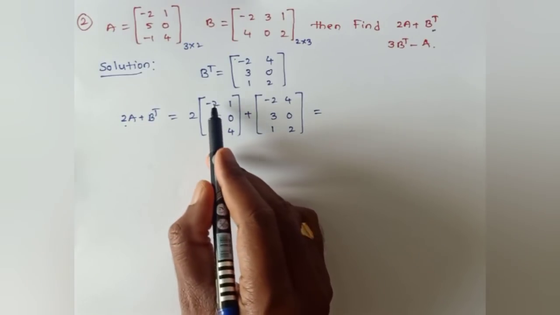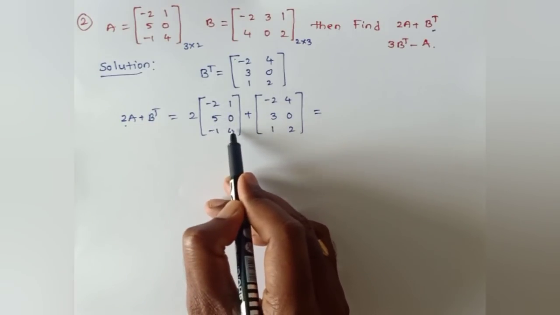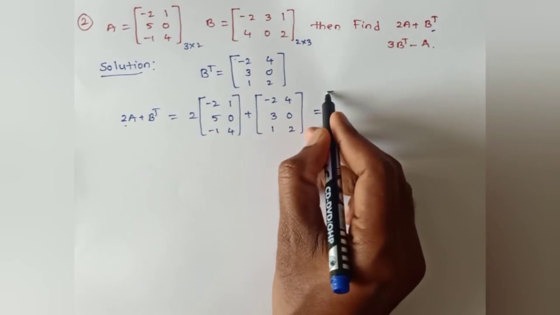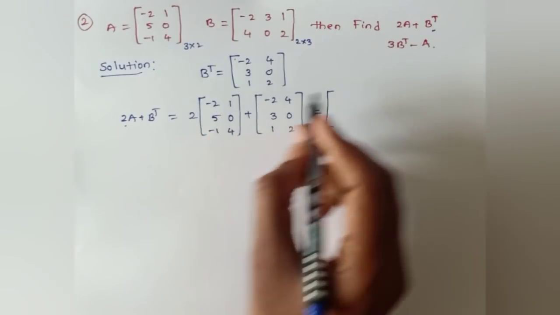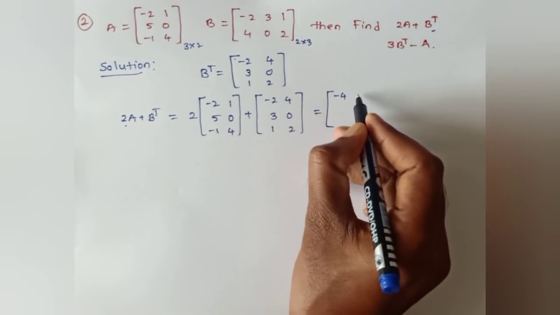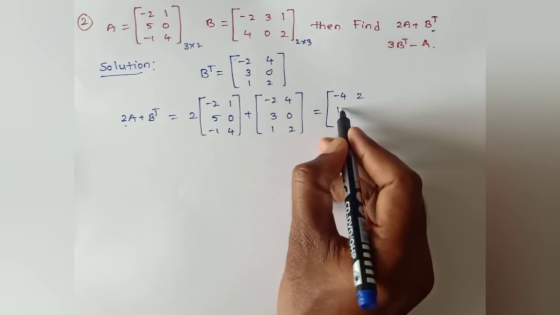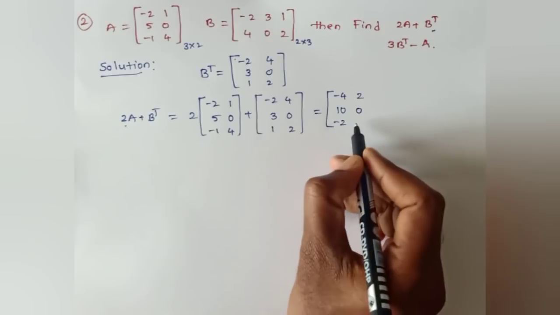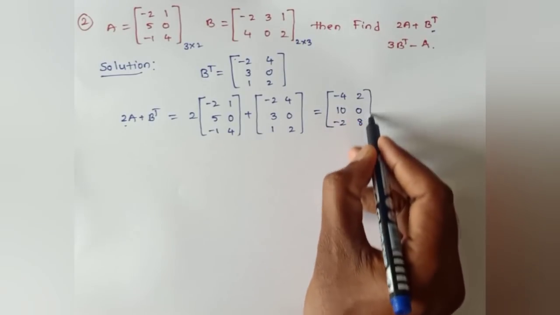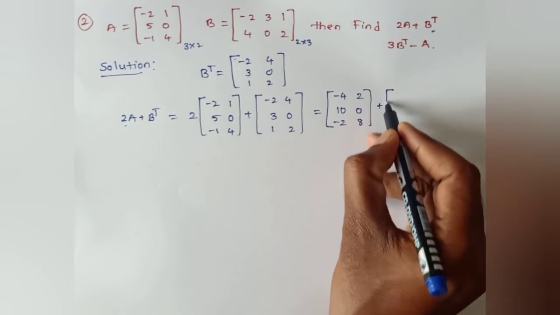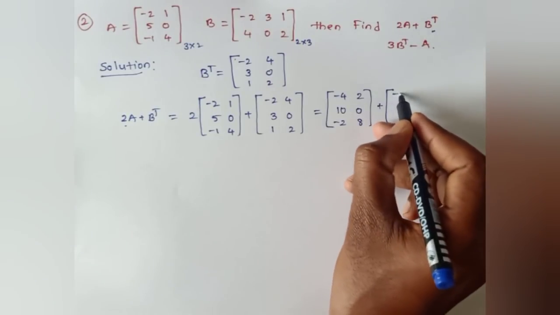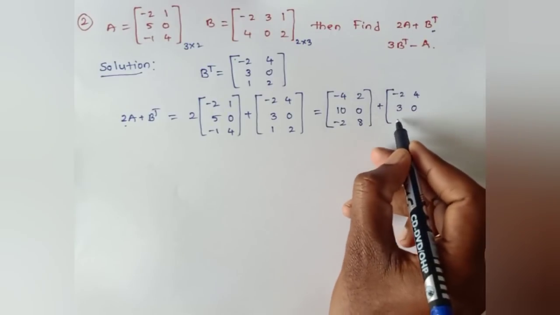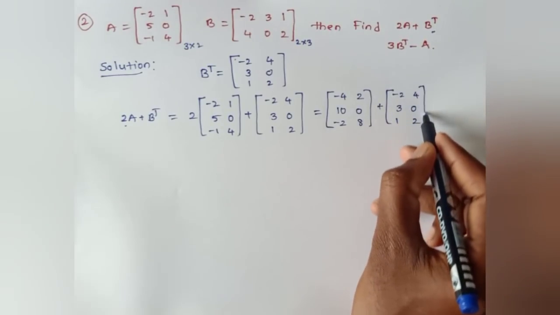Meaning, you need to multiply each and every element of this matrix with 2. Now let's multiply. So 2 into minus 2 is minus 4, 2 into 5 is 10, 0 into 2 is 0, and minus 2, 8. Next, B transpose is minus 2, 4, 3, 0, 1, 2.